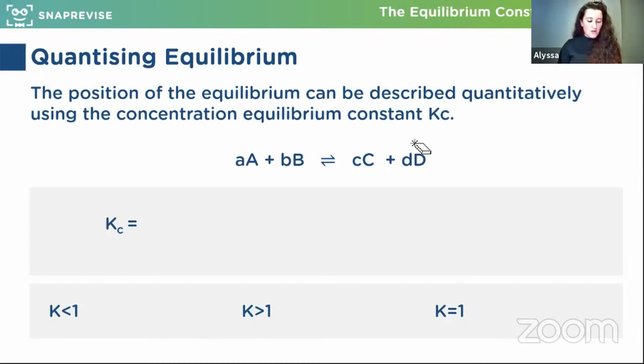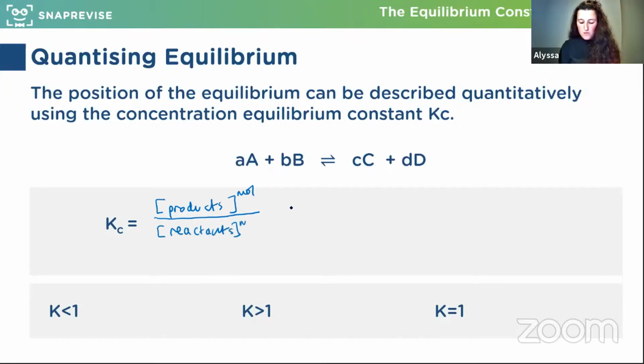Good. So it's our products to the power of their moles or stoichiometry, over reactants, again to the power of their moles. So in this case, yes, it needs to be in square brackets. It would be products first, so C, capital C, to the power of little c. It might be 1, so we might be able to leave it off.